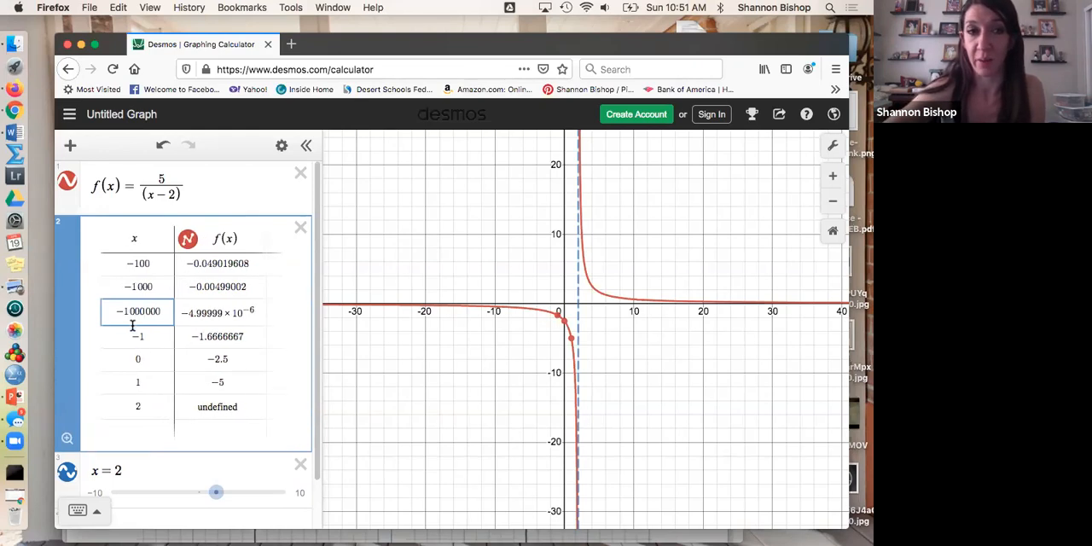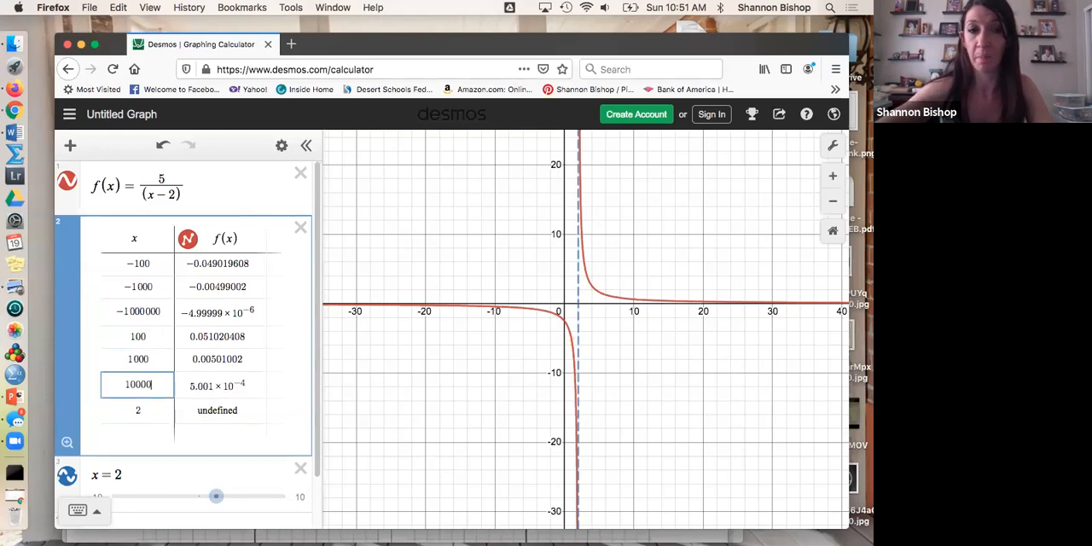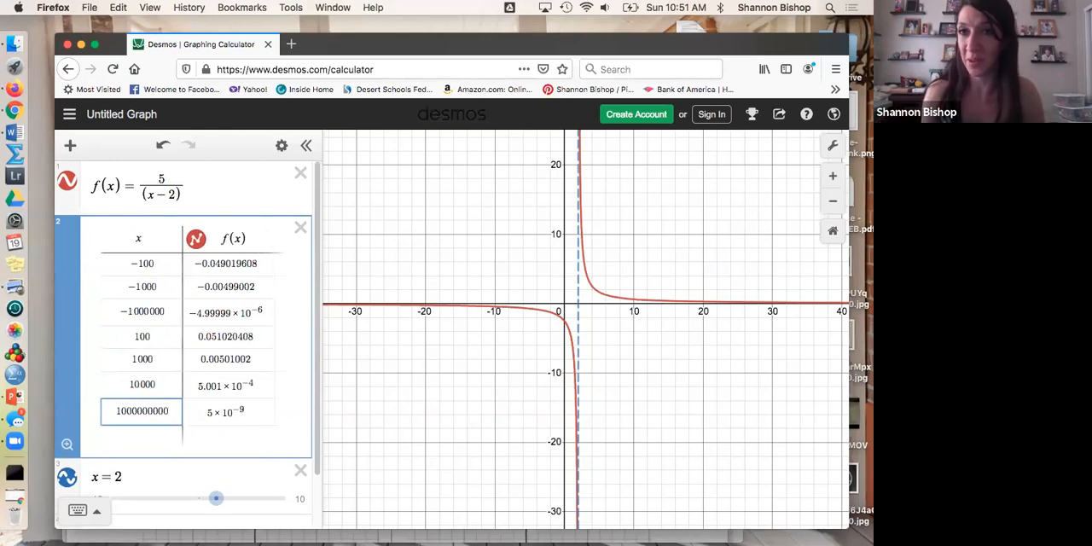And I could even exaggerate this more. Check it out now. If I plug in 1,000,000, I get negative 4.9 times 10 to the negative 6, which is 0.0000049. So it's really tiny. And that would happen if I plug in positives as well. Check it out, plug in 100. Plug in 1,000. Plug in 10,000. Plug in a whole bunch of zeros.